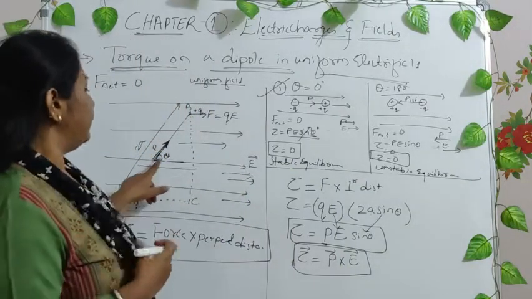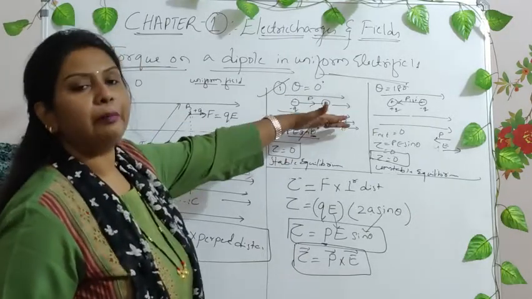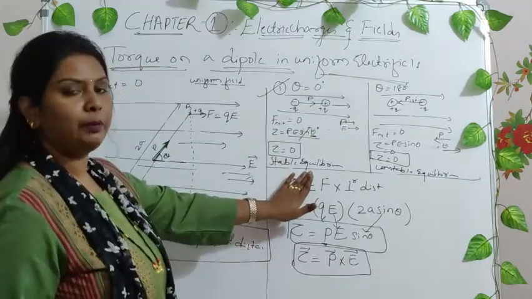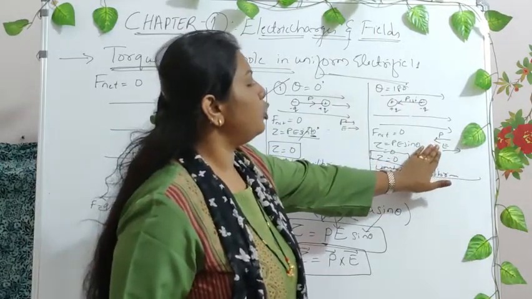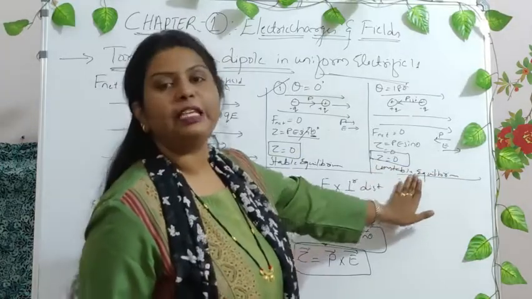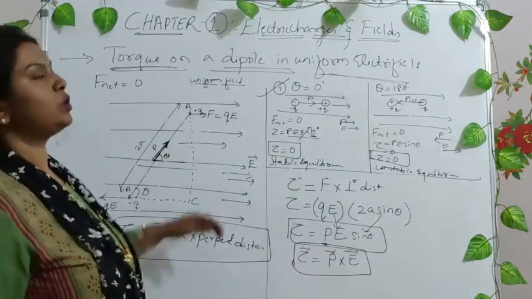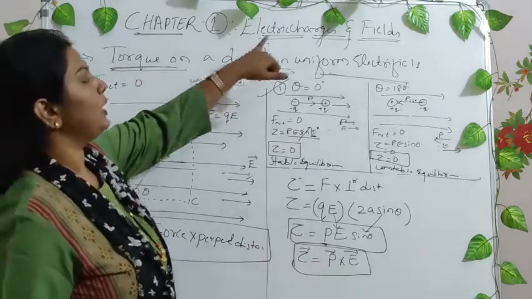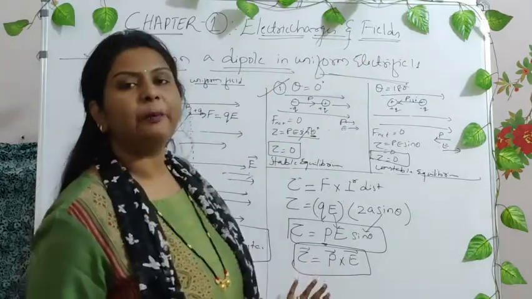There are three conditions. When theta is some angle, theta 0 degrees with the same alignment as the electric field, then it is stable equilibrium. Theta 180 degrees, the dipole moment in the opposite direction to that of the electric field, it is called unstable equilibrium. Now these are the things that you have to understand when you study torque on a dipole in a uniform electric field, right? Is this clear completely, right?